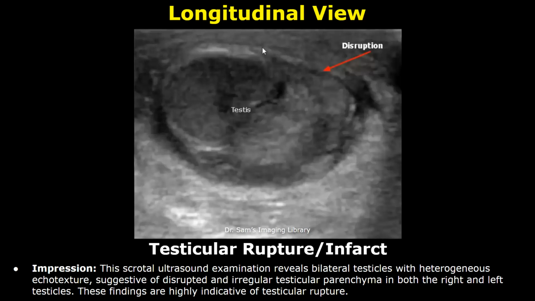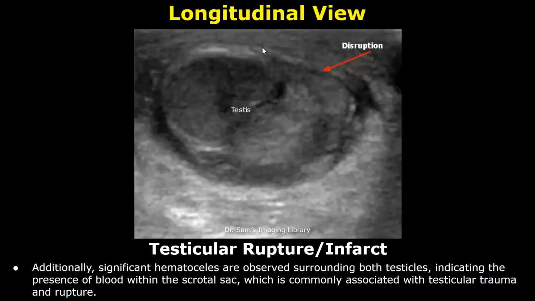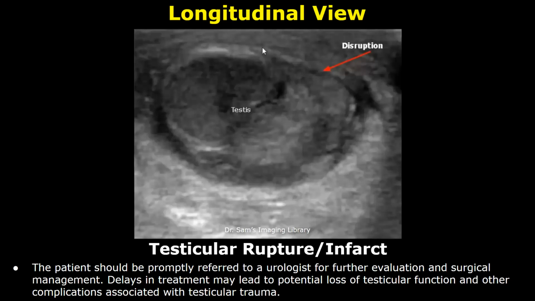This scrotal ultrasound examination reveals bilateral testicles with heterogeneous echotexture, suggestive of disrupted and irregular testicular parenchyma in both the right and left testicles. The findings are highly indicative of testicular rupture. Additionally, significant hematoceles are observed surrounding both testicles, indicating the presence of blood within the scrotal sac, which is commonly associated with testicular trauma and rupture. The patient should be promptly referred to a urologist for further evaluation and surgical management.